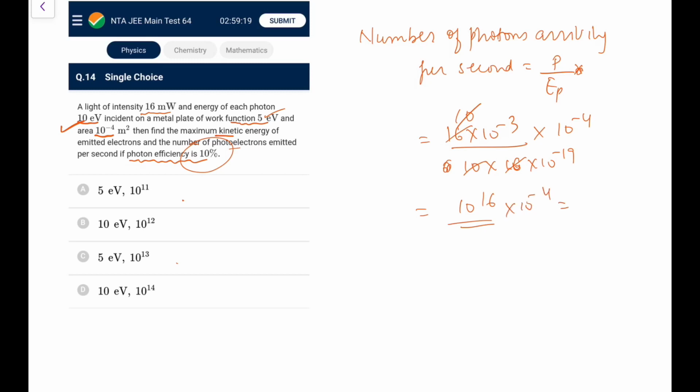So into 10 to the power minus 4, that is 10 to the power 12. So 10 to the power 12 photons are arriving per second, and 10% is the efficiency. So 10% of this is 10 to the power 11. So go for option A. Okay, so this was intensity. So power is intensity into area. You need to remember that.